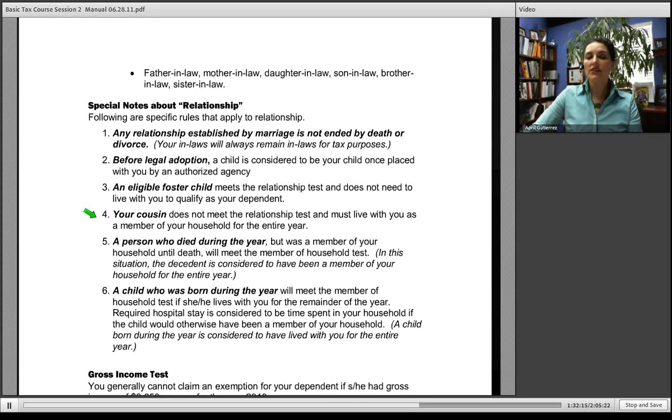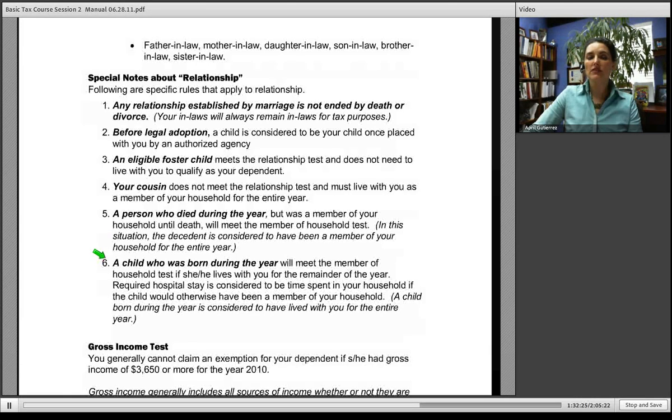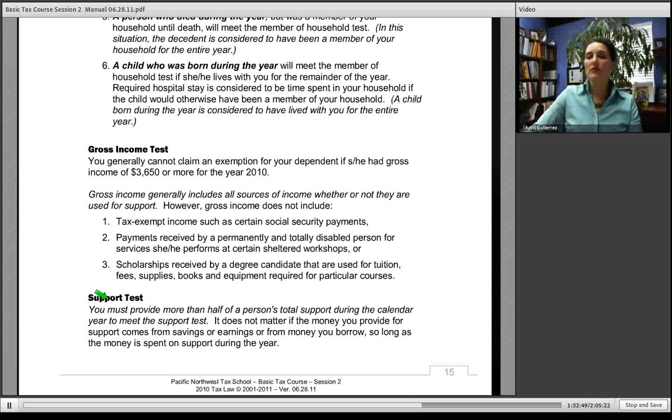A person who died during the year but was a member of your household until they died will meet the member of household test. In this situation, the decedent is considered to have been a member of your household for the entire year. And finally, a child who was born during the year will meet the member of household test if he or she lived with you for the remainder of the year that they were alive. Bear in mind that a required hospital stay is considered to be time spent in your household if the child would otherwise have been a member of your household. A child born during the year is considered to have lived with you for the entire year.